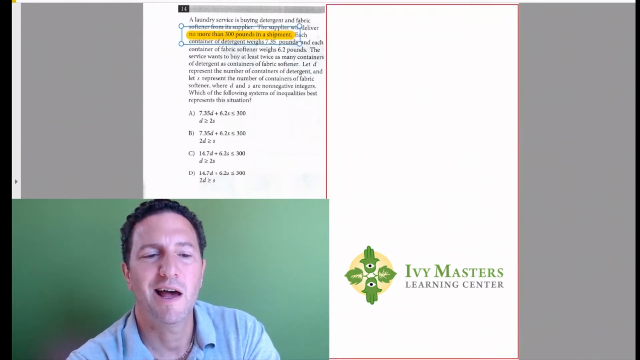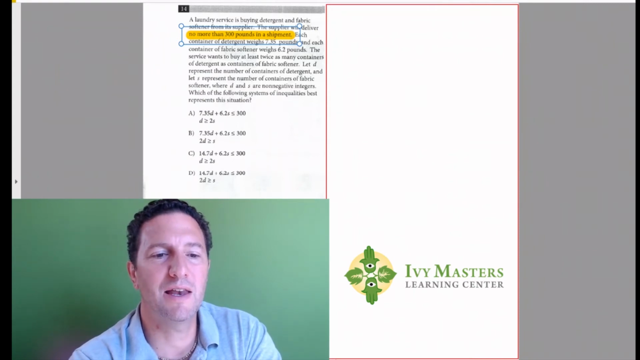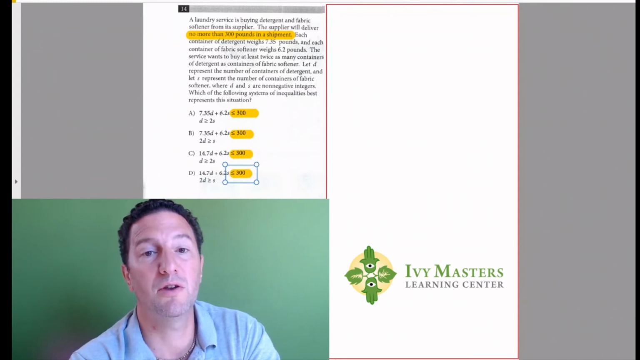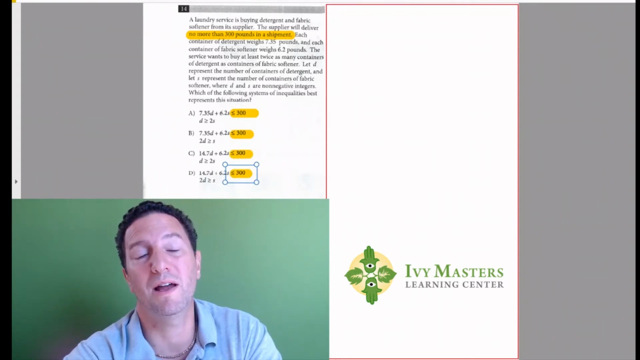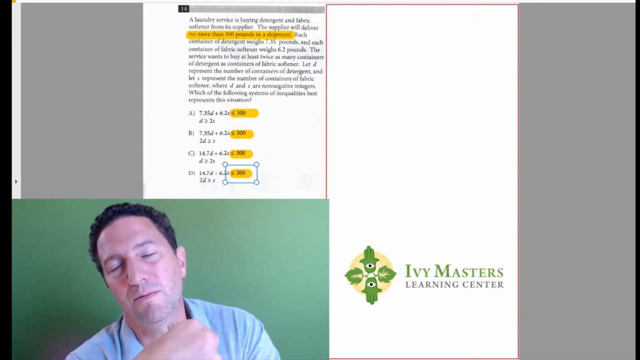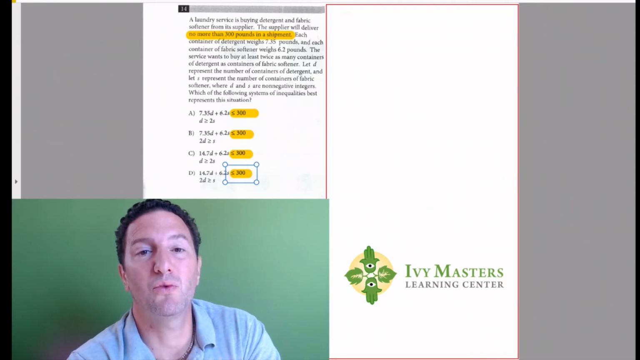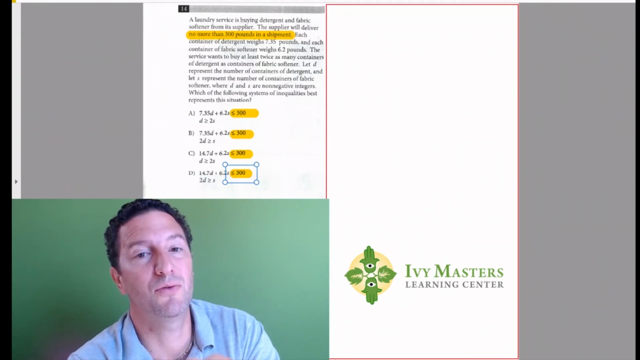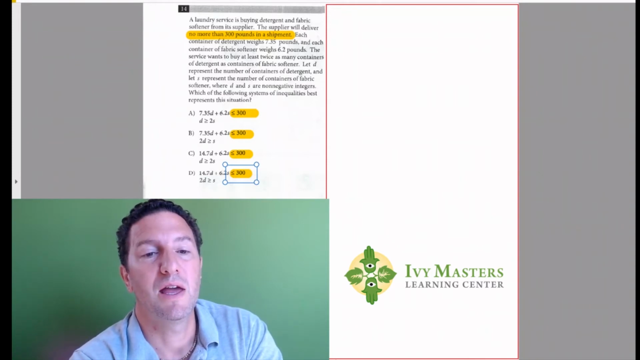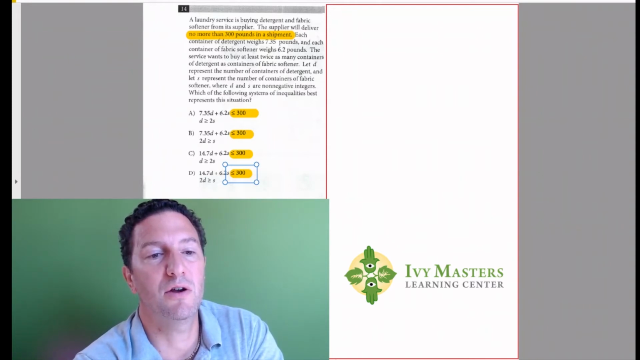So then what I do is I look at each answer choice just based on that first piece of information, and all the answer choices say less than or equal to 300. If I had a sign facing the wrong way, I could eliminate some answer choices. In pretty much all cases, you don't have to read the entire thing. If timing is an issue for you, you read up until the point you need to read in order to figure it out. Next sentence, each container of detergent weighs 7.35 pounds.